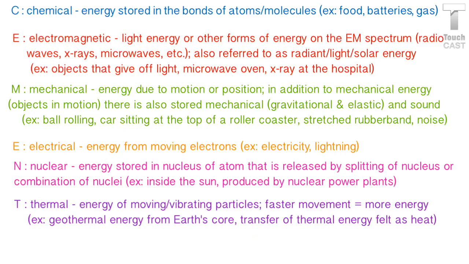N is for nuclear, which is energy stored in the nucleus of an atom. We'll also go over those later in the year. And that energy is released when they split a nucleus or they combine nuclei. Finally, the T is for thermal, which is energy of moving or vibrating particles. Faster movement equals more energy, and it's most often associated with heat.